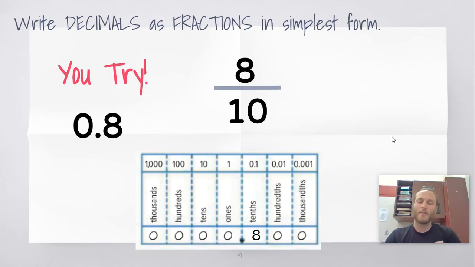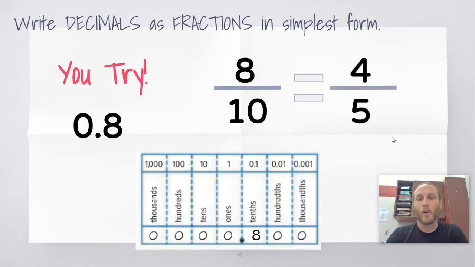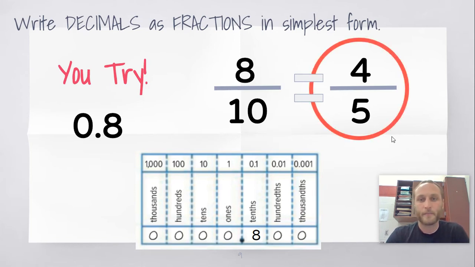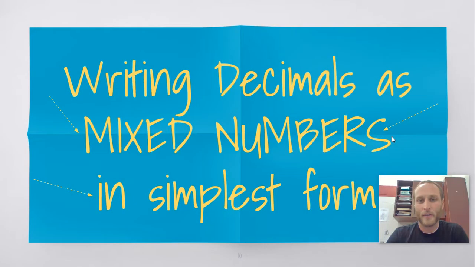And then you should be looking at those two numbers. Can I take anything out of 8 and 10 that they would have in common, a common factor? Well, I know that 2 goes into 8 and 2 goes into 10. So if I divide by 2 for 8 and 10, I'm going to break that down to 4/5. 8 divided by 2 is 4, 10 divided by 2 is 5. So the simplest form of 0.8 or 8/10 is going to be 4/5. Hopefully that's the answer you came to.